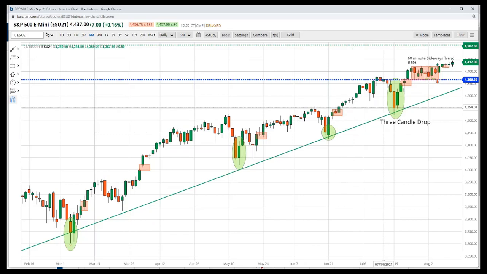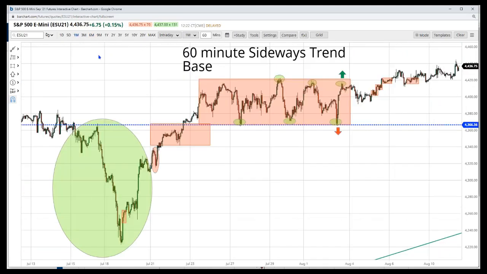And we're going to look at, here's a three-candle drop. There it is right there. That's definitely one of the formations that's in our folder. We'll come back and look at this. But I just want to point out it's inside of this green circle. And I'm going to go down to a 60-minute time frame. There's that green circle, right?